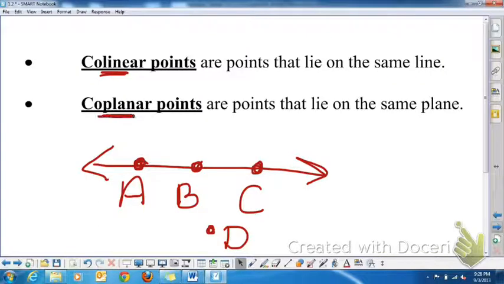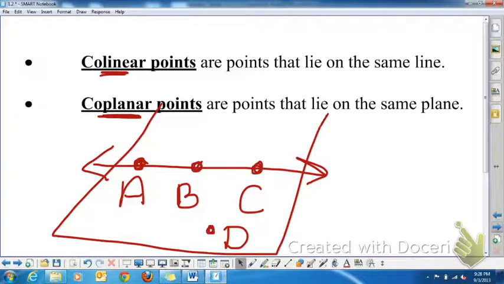Coplanar points are points that are in the same plane, that exist in the same plane. All of these points are coplanar. If I have another point that lays off this plane, point X, X is not coplanar with A, B, C, and D.